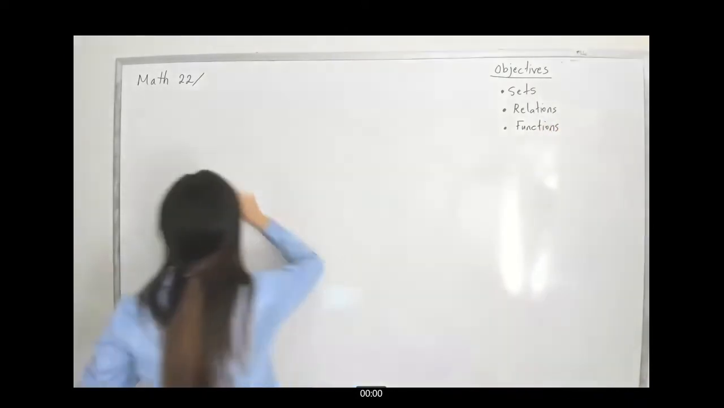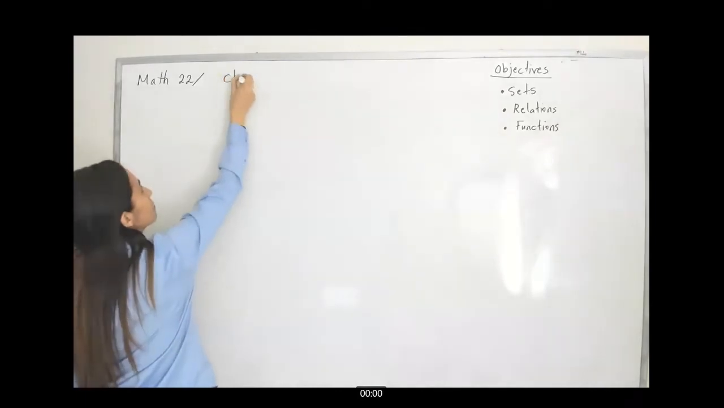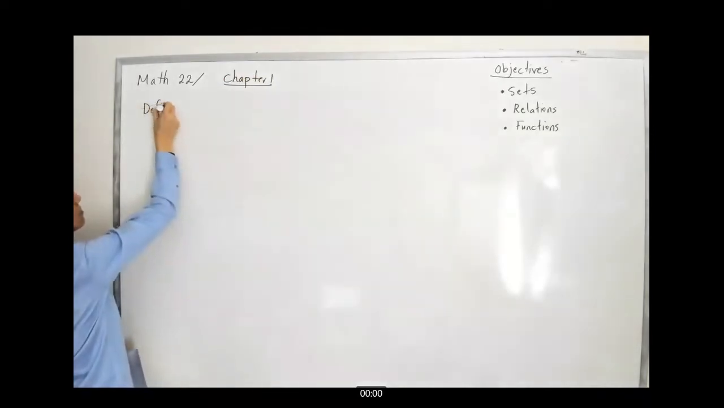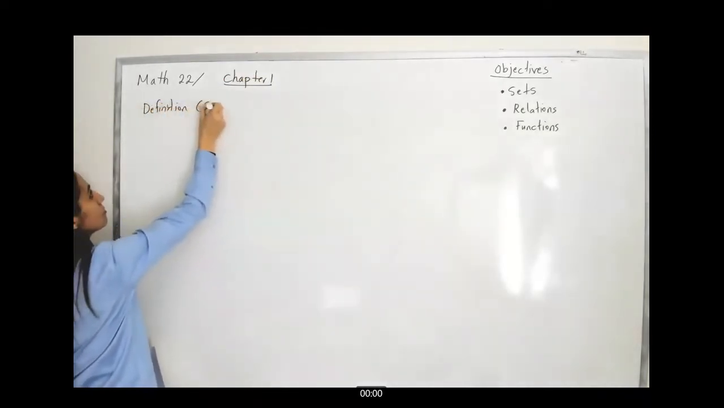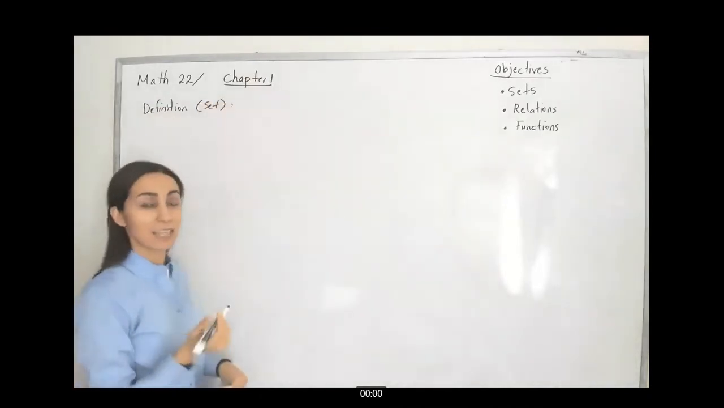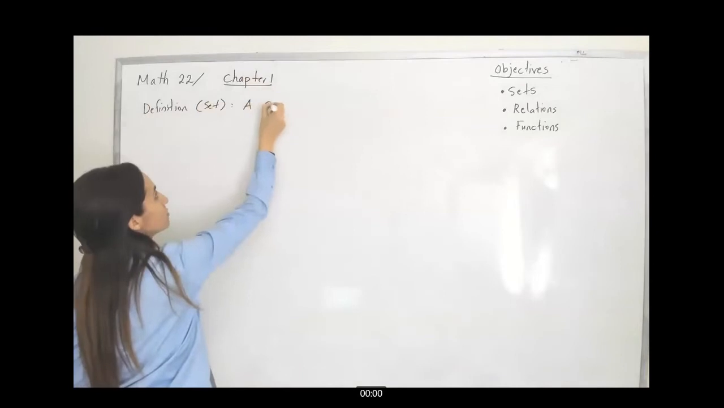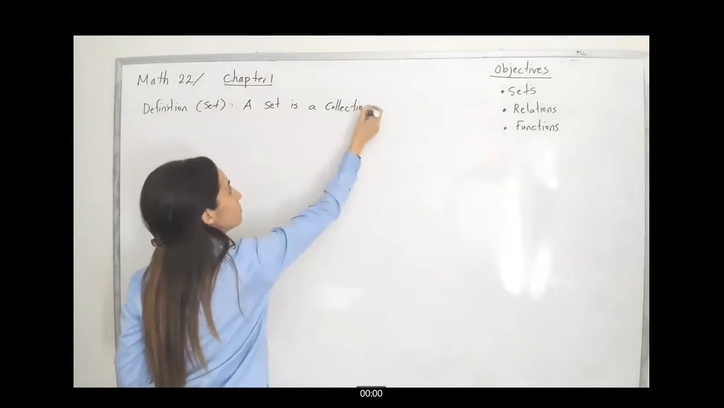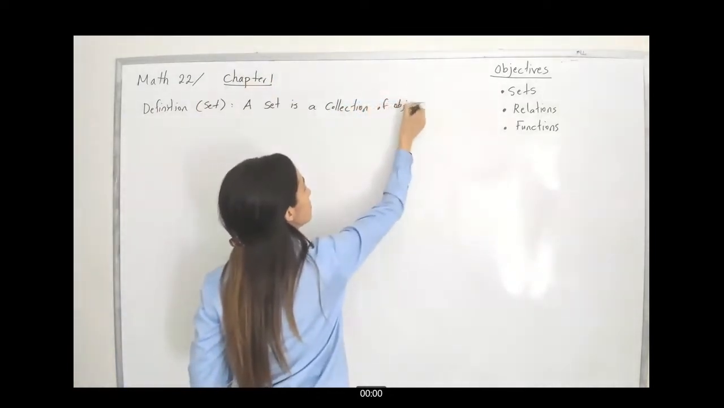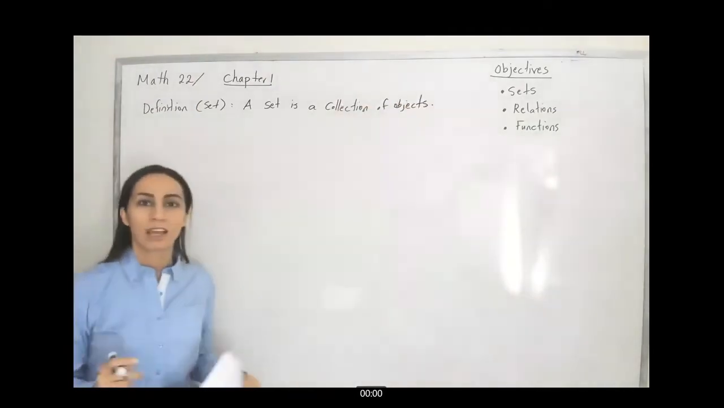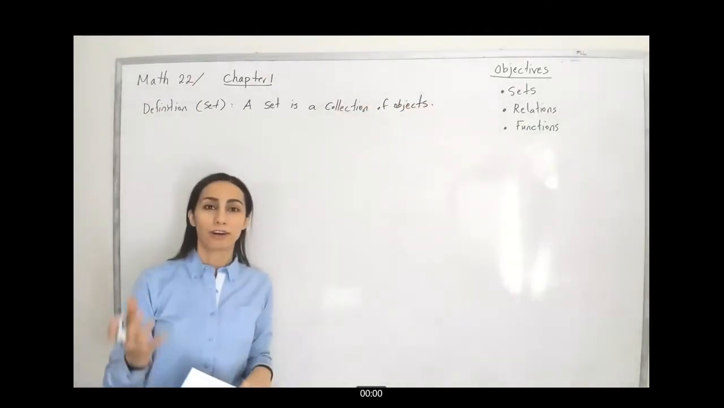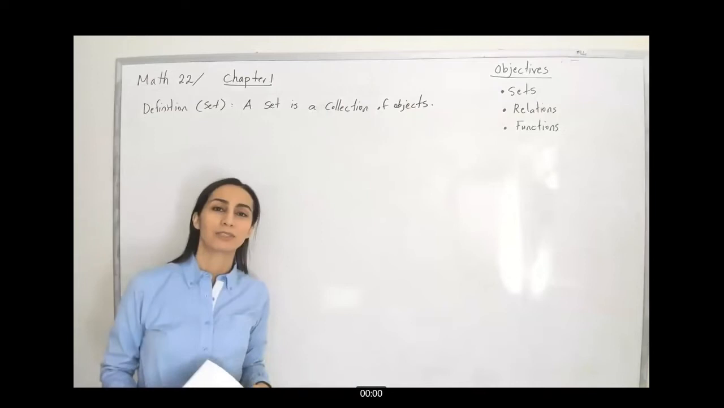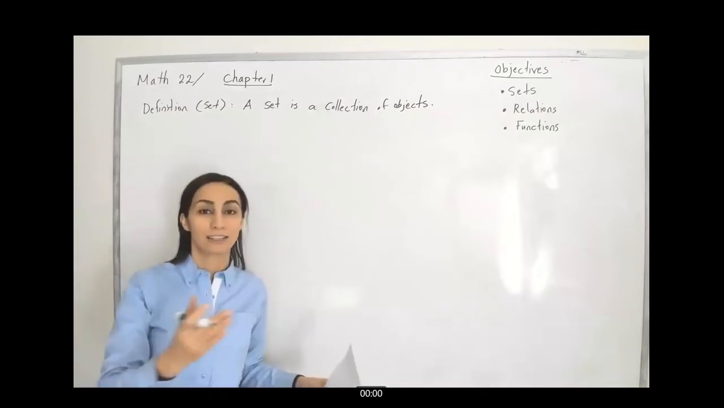So, definition of a set. A set is a collection of objects. It's just a collection. Sometimes it's easy for us to list the objects by counting them. Some other times it's very hard to list and count them.